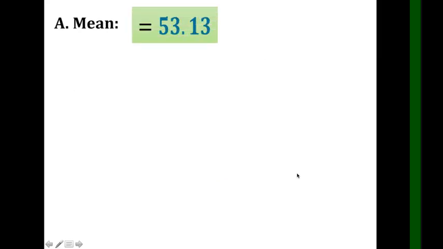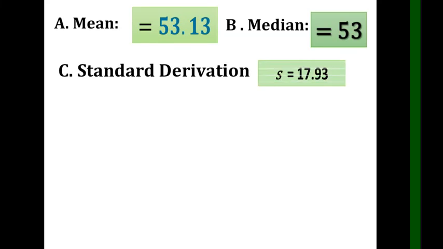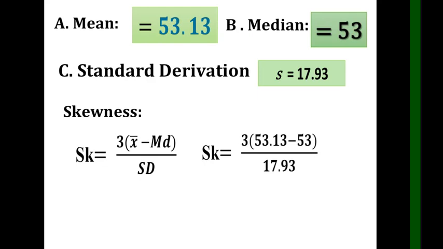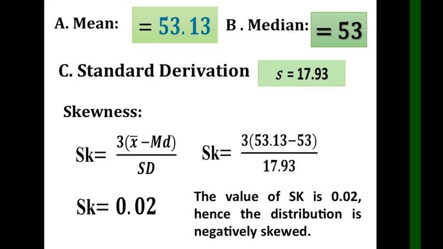From this, we have the mean 53.13, median 53, standard deviation 17.93. We can now get the skewness. The skewness has a formula as I presented a while ago. Then just put the given into the formula. So we have 3 quantity 53.13 minus 53 over 17.93 and you will get an answer of 0.02. Round off your answer to the nearest hundredths. The value of SK or skewness is 0.02.